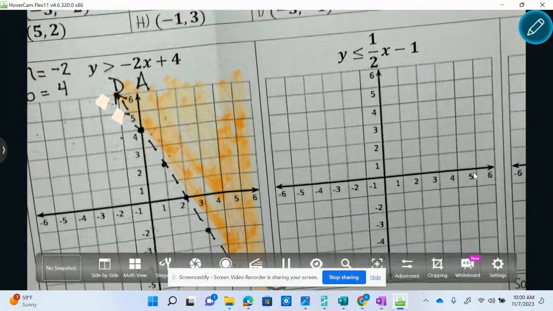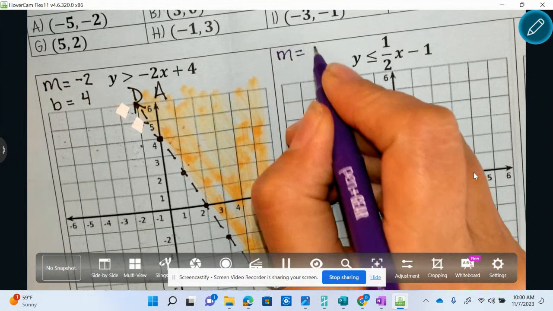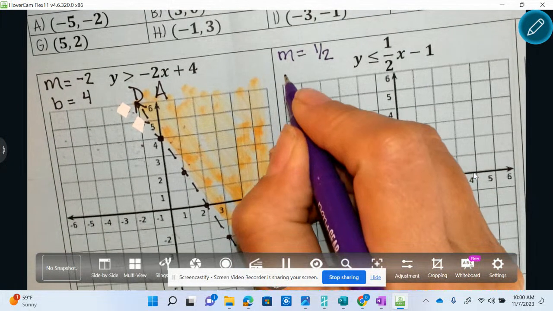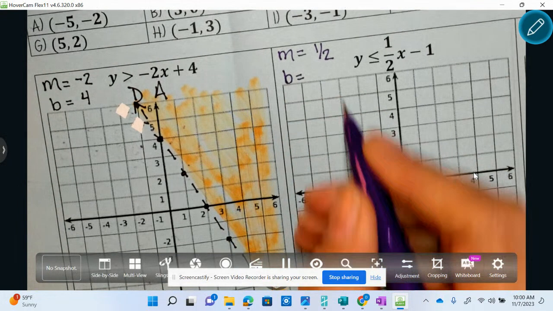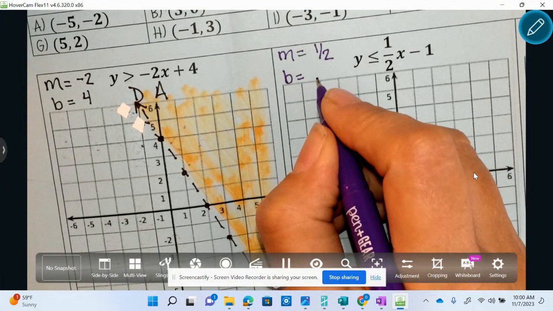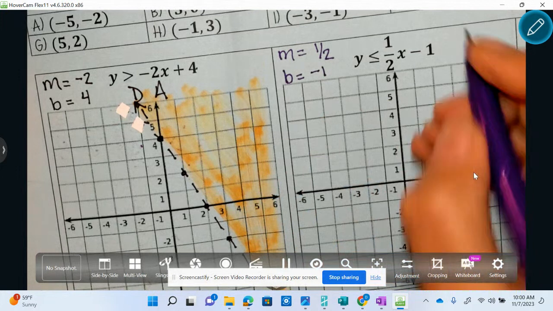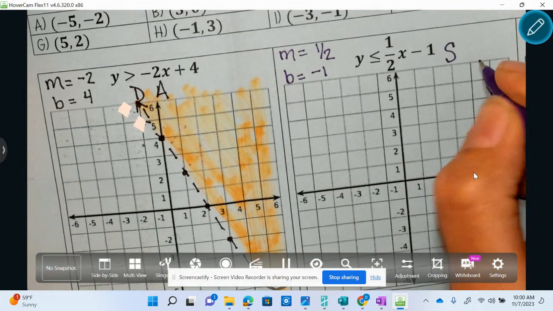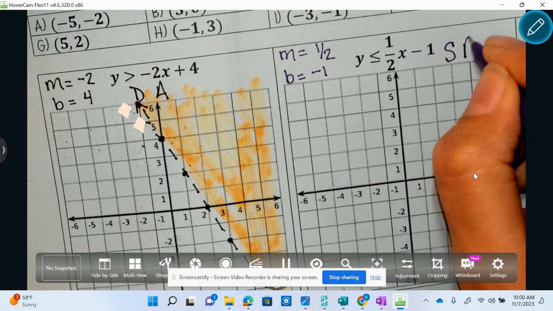Slope, Garrett. Y is less than or equal to 1/2 x minus 1. What is my slope, Garrett? Just 1/2, right? X is not part of slope. Okay. Y-intercept. Angelina, what is the y-intercept? Negative 1? Okay, perfect. Solid line or dashed line, Kanaya? Solid line. Shade above or below, Paula? Below.